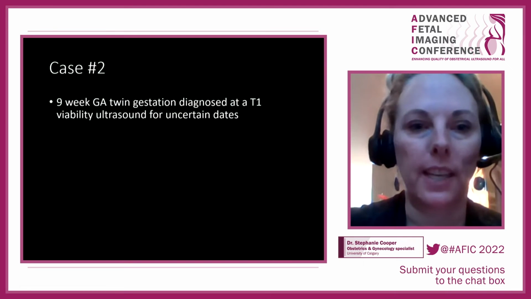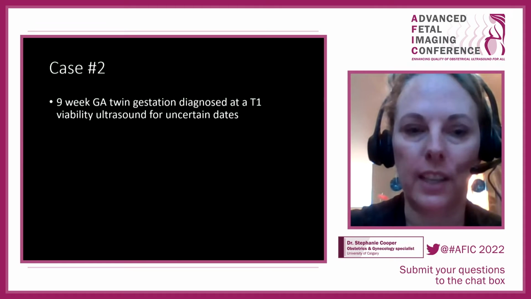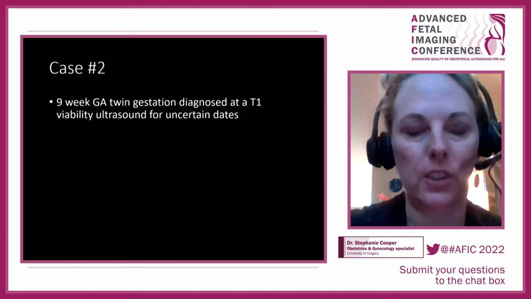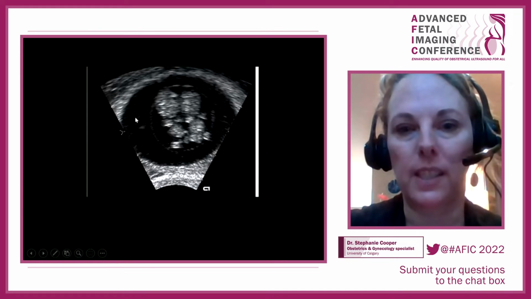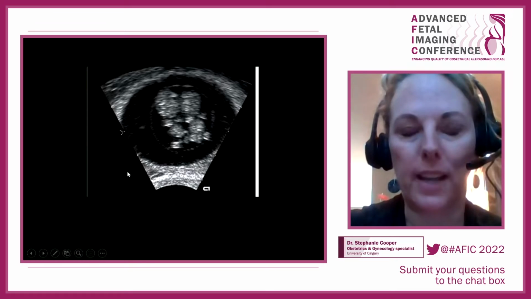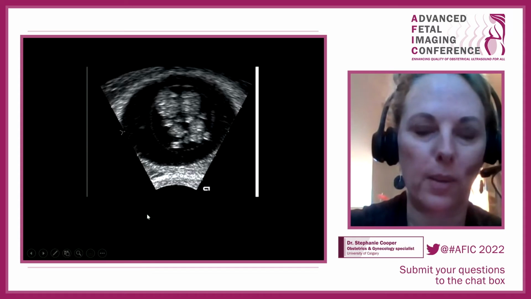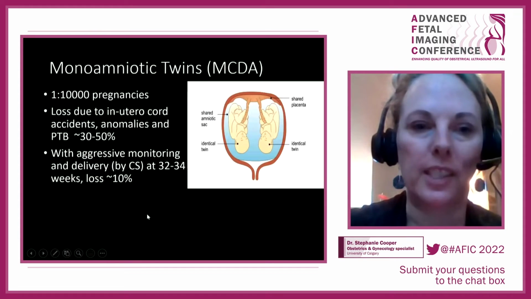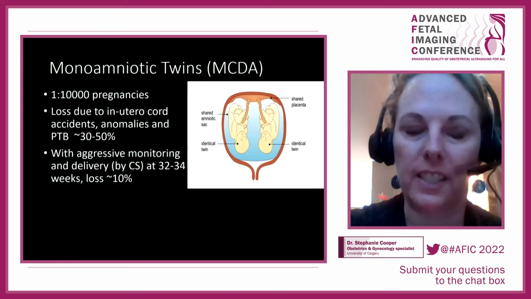Okay, so here is a 9-week gestational age twin gestation diagnosed at a first trimester viability ultrasound for uncertain dates. This is not my own image, and in this particular case it's a little bit further along, but they're very close together. We know that they're monochorionic. And then subsequently, we found out they were also monoamniotic. That means they share a sac, and the risk of cord entanglement is very high.